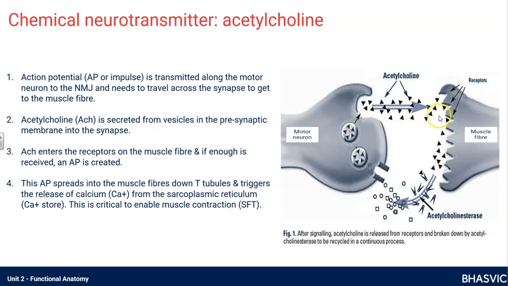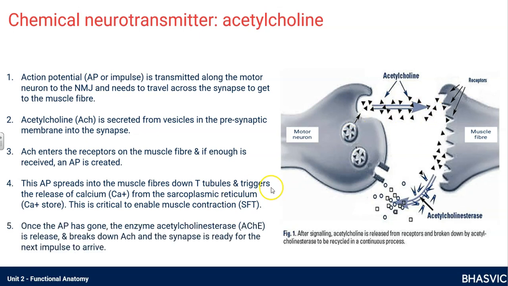Once that's happened and the impulse has gone, what we want to do is kind of mop up all this ACH, this neurotransmitter, and get it back into the vesicles. And that is done by this enzyme, acetylcholinesterase. Now that's very much icing knowledge. The rest you must know. This is icing knowledge. So once the action potential is gone, acetylcholinesterase is released and breaks down ACH, and the synapse is ready to go again, and the vesicles are kind of reset for the next impulse to arrive down the motor neuron.